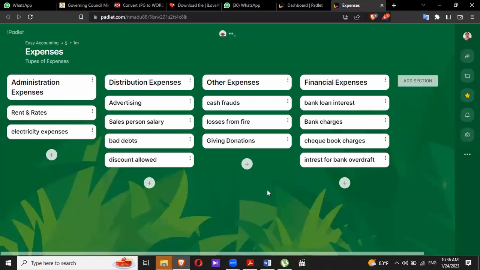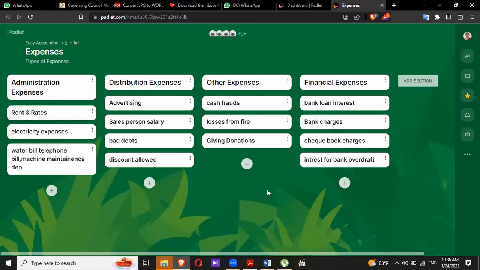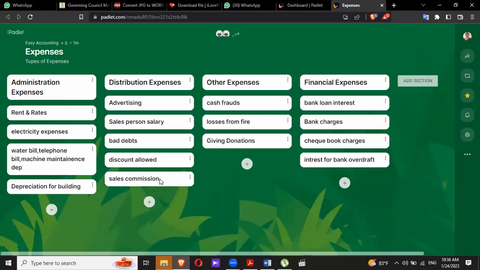I delete the duplicate, so don't worry, you can enter, right? One duplicate I can remove, so you can enter. Yes, very good. Administration, rent and rates, electricity, water bill, telephone bill, machine maintenance, and depreciation. Good. Better to enter separately. Don't enter as a whole.